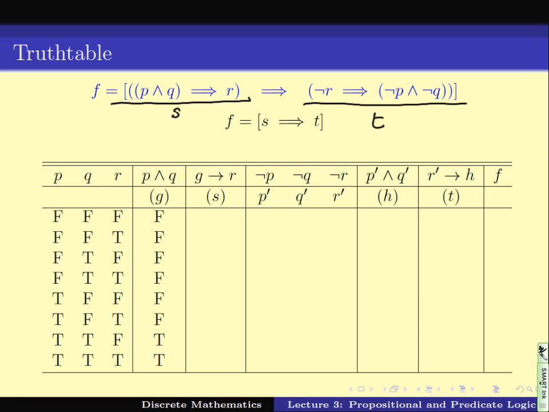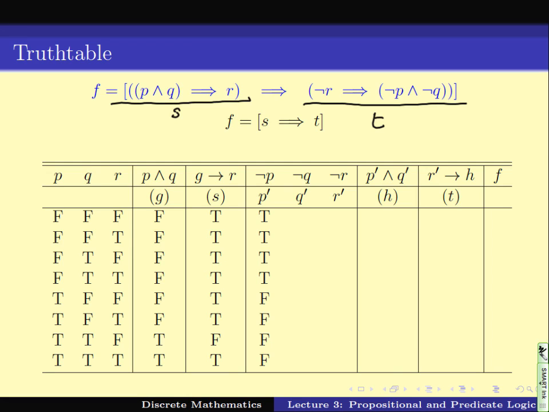Now, if this is G implies R, when is that true? For example, false implies false is true because, as we have discussed, a false statement implies any statement. So similarly, you can do it for all of them. False implies true is true, false implies false is true, and so on and so forth. True implies true is true, true implies false is false, and so on.